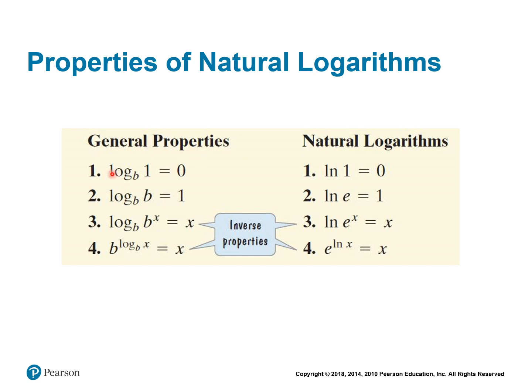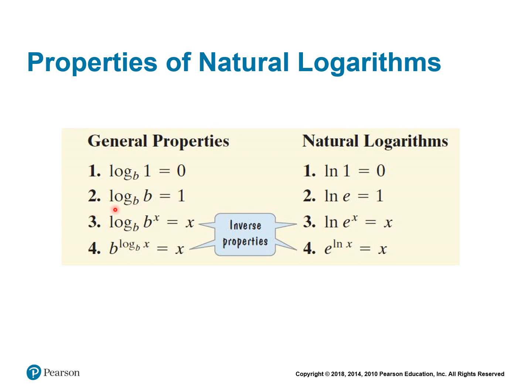So we have log base b of 1 equal to 0. In the case of natural logarithms, it's going to be ln of 1 equal to 0. Now that stands true for any base, whether it is base b or base 10 or base e. Ln of 1 will be 0. Log of 1 will be 0. Log base b of 1 will always be 0.